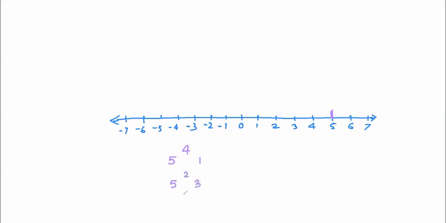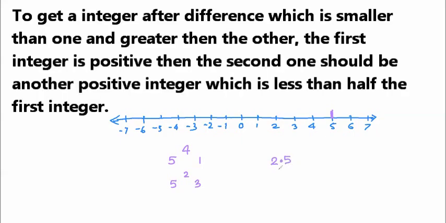So the second integer which I select should always be less than half of the first integer. If I select 5, what is half of 5? 2.5. So the second integer has to be less than 2.5. The integer closest to 2.5 and less than 2.5 is 2. So the maximum I can select is 5 and 2. I can't select 3. If I select the first integer as 7, half of 7 is 3.5, so the second integer has to be less than 3.5. So it can be 3. So 7 and 3 will give you the answer. 7 minus 3 gives 4, which is going to be in between 7 and 3.